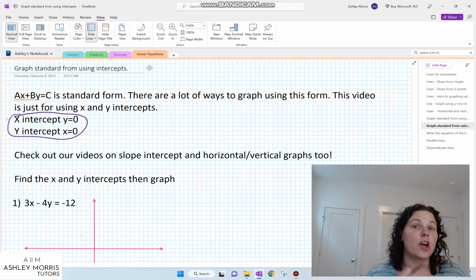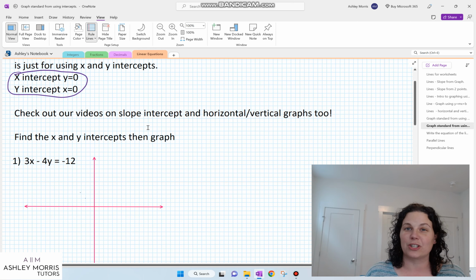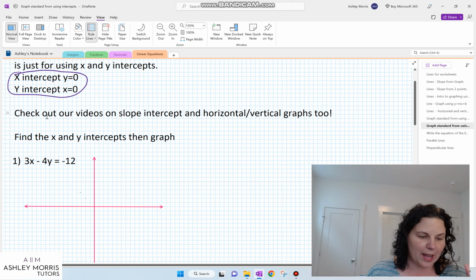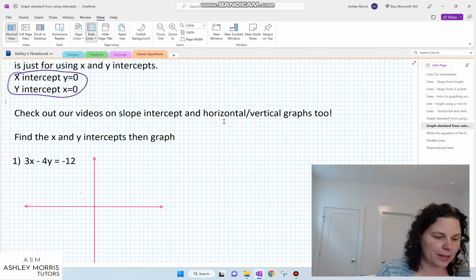Again, this is just another method of graphing. So sometimes I use this one, sometimes I use y equals mx plus b. It kind of depends on the situation. I like this one if there's more fractions for my intercepts. So if you're having trouble with slope intercept, make sure you go check that out. Also check out our horizontal and vertical videos. Good stuff in there. Alrighty, so how do I find my intercepts?